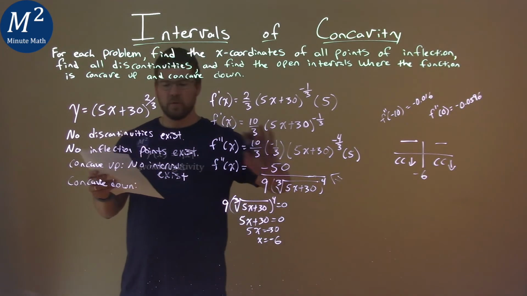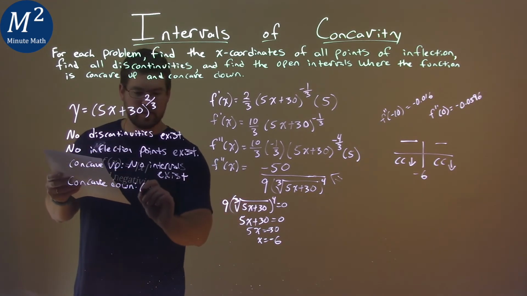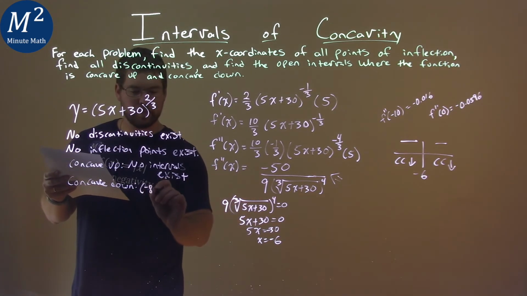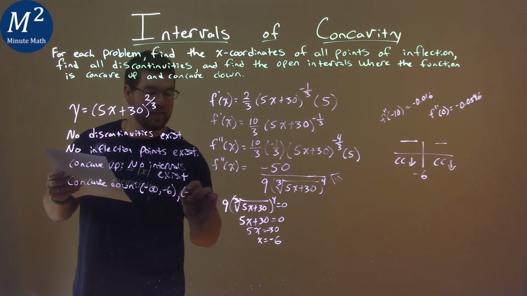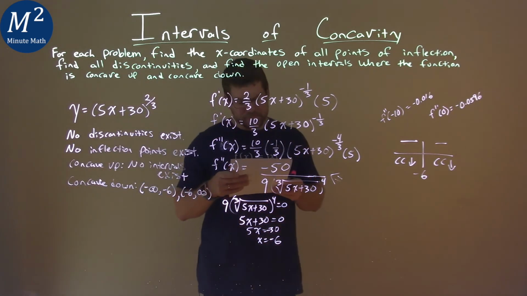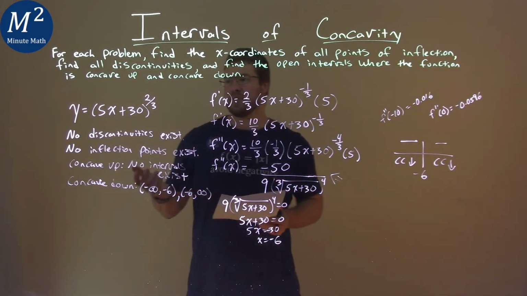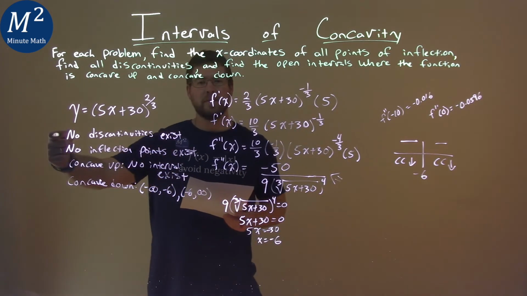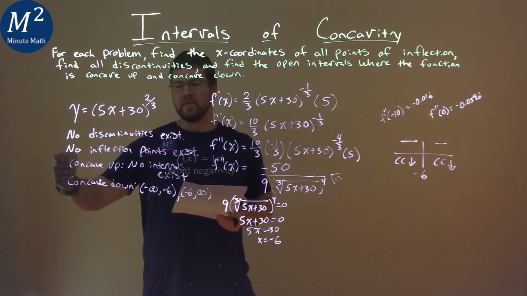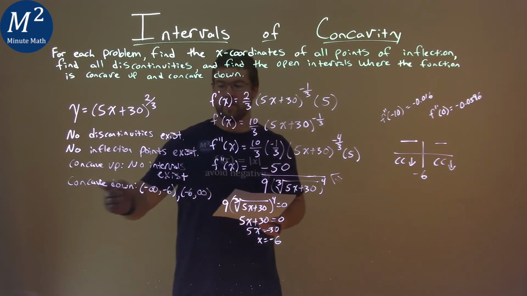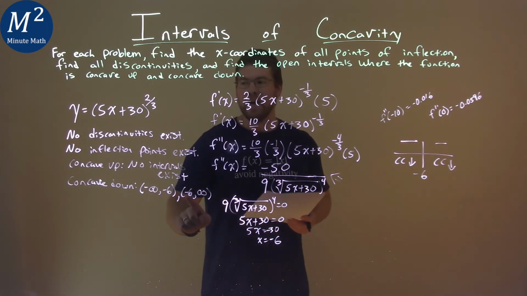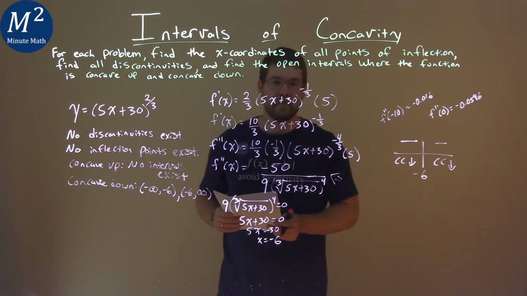And we have the interval from negative infinity to negative 6, and from negative 6 to positive infinity. We just separate that right there. Okay? And now we're done. So our final answer here is no discontinuities exist. No inflection points exist. We're concave up on no intervals, but concave down from negative infinity to negative 6, and from negative 6 to positive infinity.